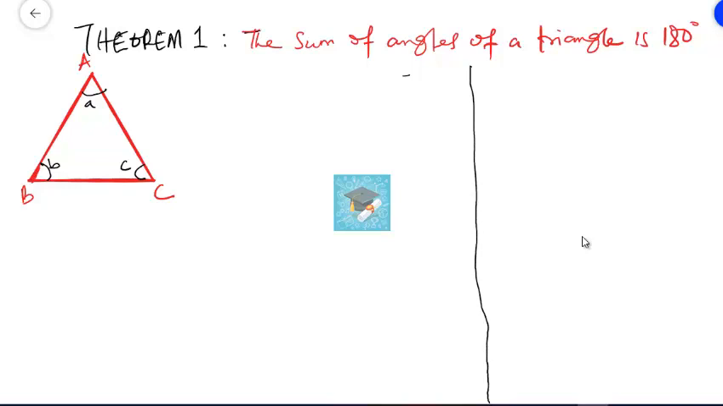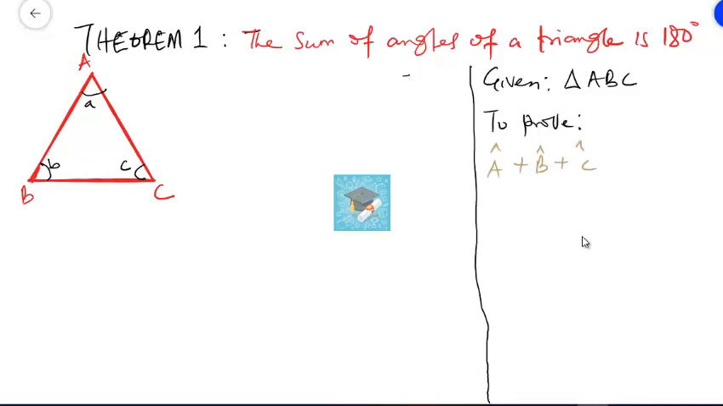So let's look at the three components of a theorem. Let's look at the given first. What are we given? What we are given in this case is our triangle ABC. Then our "to prove" is what we want to prove: we want to prove that angle A plus angle B plus angle C is 180 degrees.